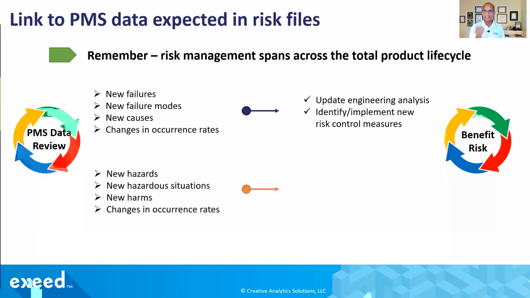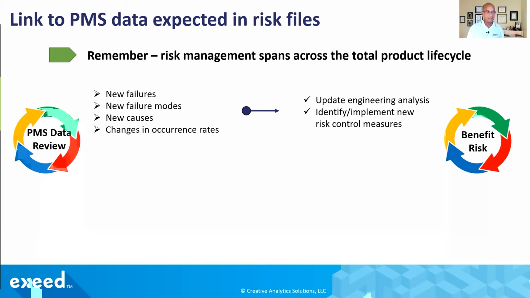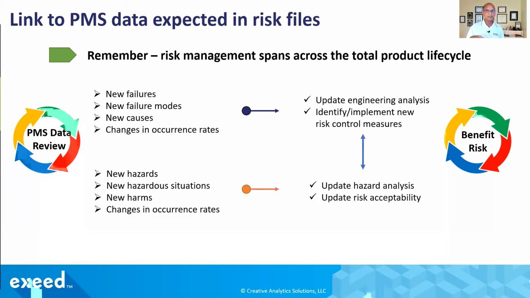On the other hand, on the hazard side, we have to find new hazards, hazardous situations, new harms, and change in occurrence rates again. And that should lead to updating your hazard analysis and updating the risk acceptability. And there is a connection between the two, right? These two analyses have to work sort of in synergy with each other. So this is the context in which the standardization effort becomes relevant, in my opinion, for our risk management process. Does this make sense, guys?